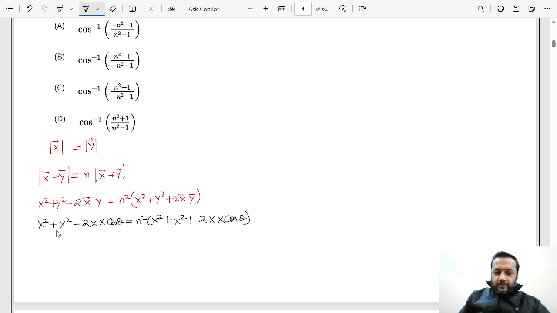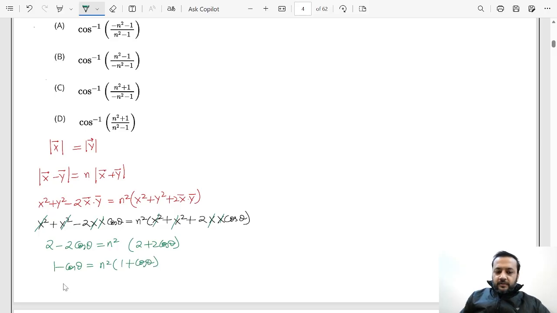So from here you can see that x square will get cancelled. Here we will get 2 minus 2 cos theta is equal to n square into 2 plus 2 cos theta. From here 2 will also get cancelled, and we will get 1 minus cos theta is equal to n square into 1 plus cos theta.